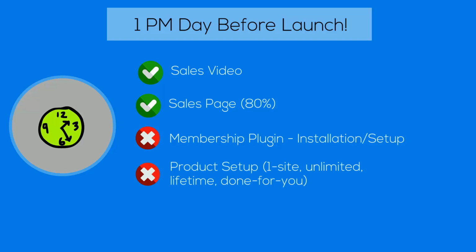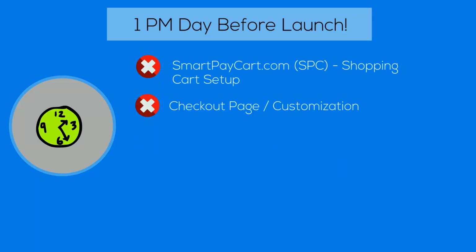I planned on offering 4 different licenses of the plugin for launch: 1 site, unlimited site, lifetime, and done for you. And I had not created any of those products in my membership site, in my membership plugin. I had not installed my shopping cart plugin. I use Smart Pay Cart, which is my own shopping cart plugin for all my shopping cart needs, but I had not even installed that plugin.